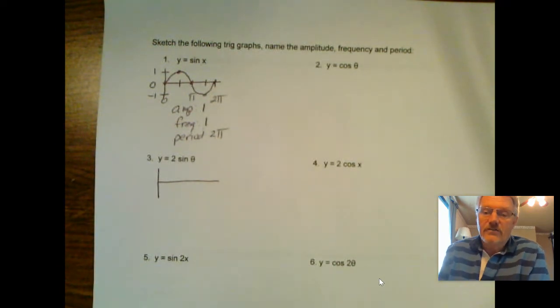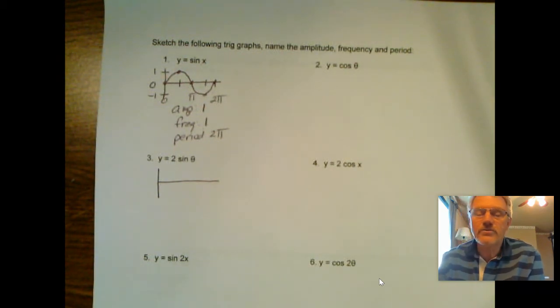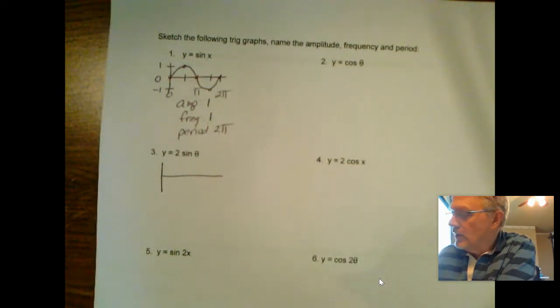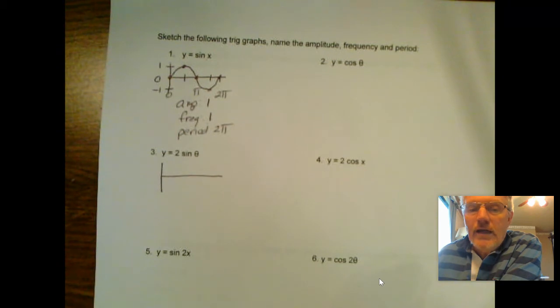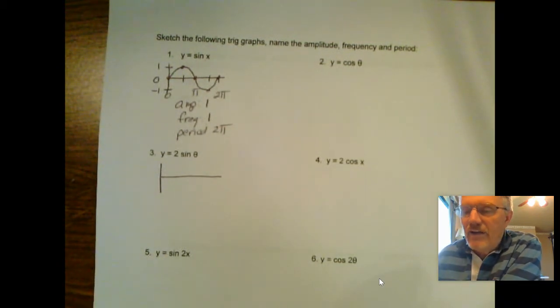All right, so guys, if you're trying to do these in your calculator, you're going to have some issues. Whenever you do a sine graph, you've got to be in radian mode. So yeah, you're going to have some trouble with that. You can just do it without. I have faith in you.